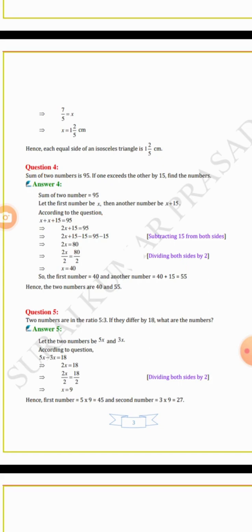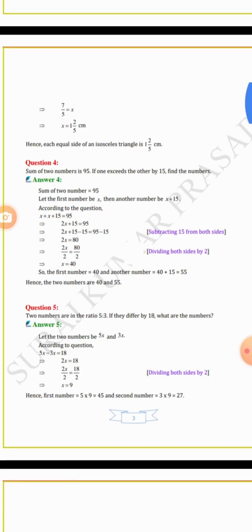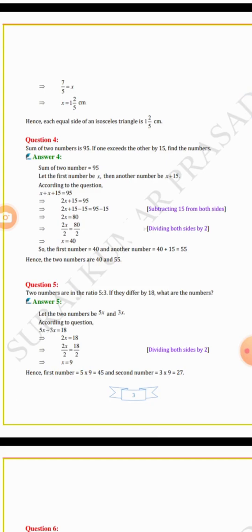According to the question, x plus x plus 15 is equal to 95. Then we get 2x plus 15 is equal to 95. By subtracting 15 on both sides, we get 2x plus 15 minus 15 is equal to 95 minus 15. Then we get 2x is equal to 80. By dividing by 2 on both sides, we get 2x by 2 is equal to 80 by 2, and then the value of x is 40. So the first number is 40 and the other is 40 plus 15 is equal to 55. Hence the two numbers are 40 and 55.